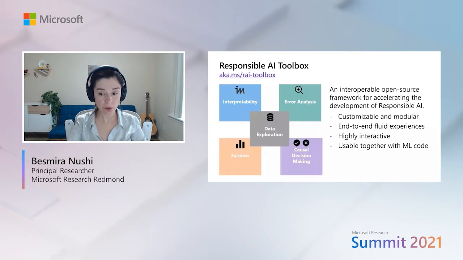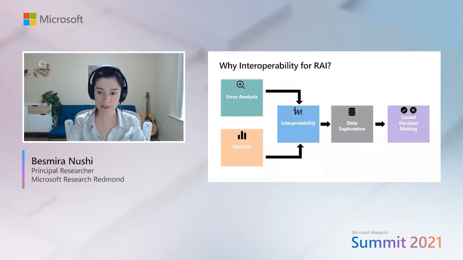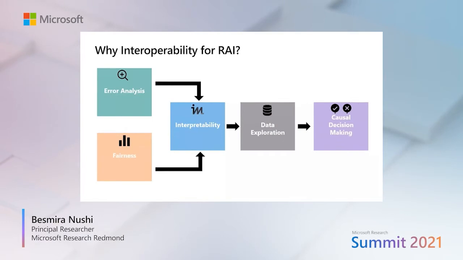To provide end-to-end fluid experiences, the RAI Toolbox allows you to customize your own analytical processes in a modular way, and it considers each of these pieces on data exploration, interpretability, as building blocks for the workflow. We will see together that the workflows are highly interactive, but they can also be used together with machine learning code in Python. So instead of considering these aspects as independent components, which may lead to experience fragmentation, it is now possible to build all workflows with very different Lego pieces, and you can adjust that workflow according to the domain or the problem that you are investigating.